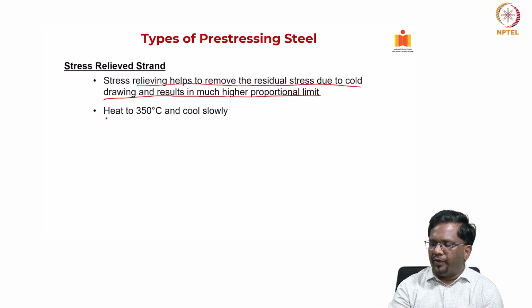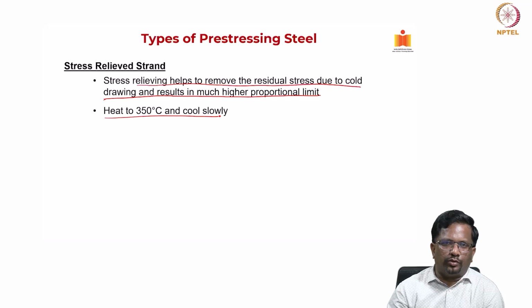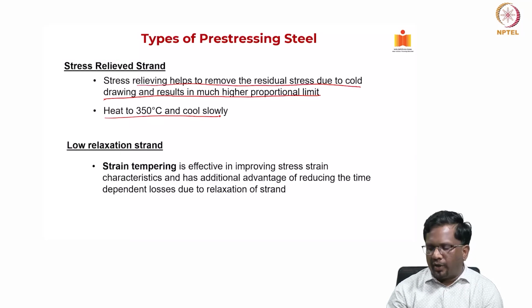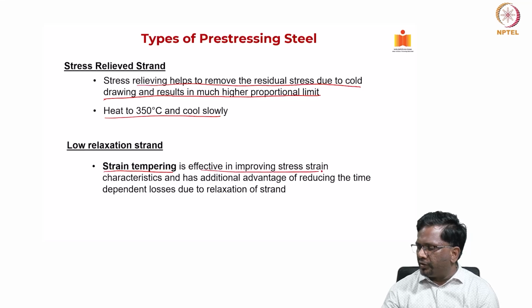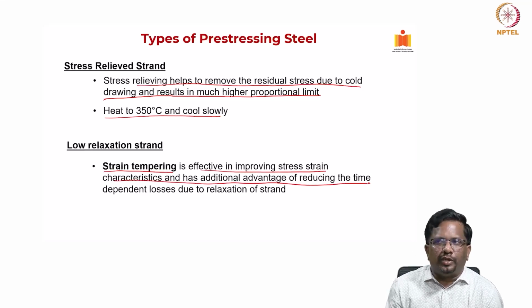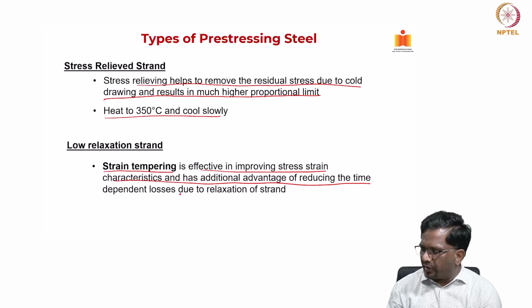So, that is what we do. We heat it to 350 degrees centigrade and then cool down slowly. Now, in low relaxation strand, we do strain tempering, which is effective in improving the stress strain characteristics, and it has an additional advantage of reducing the time dependent loss due to relaxation of strand.